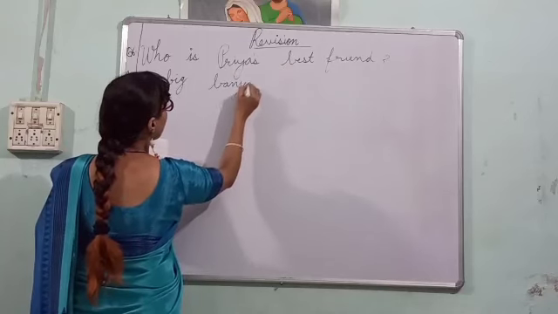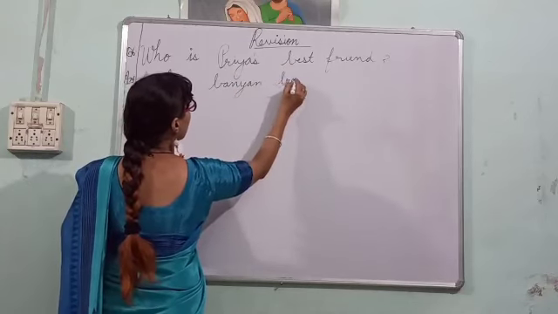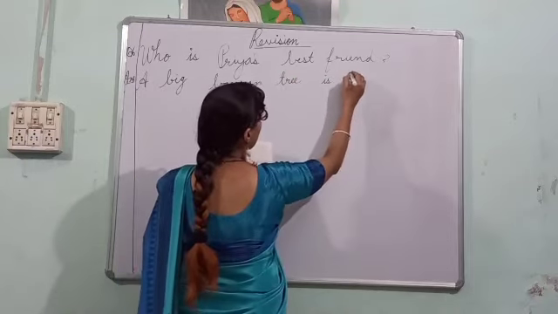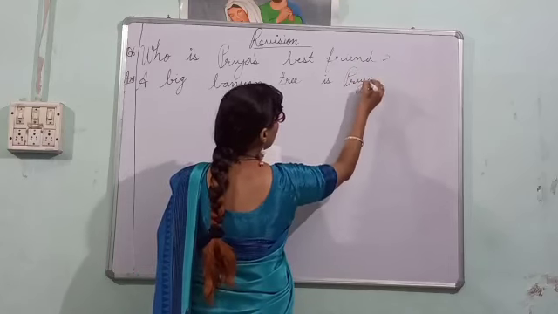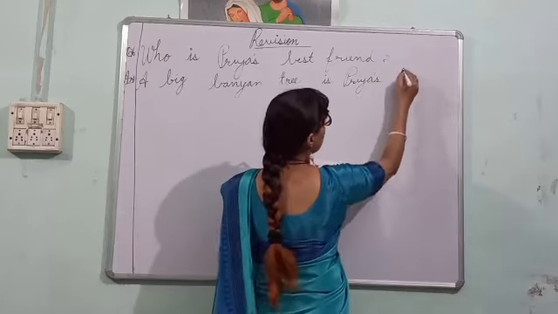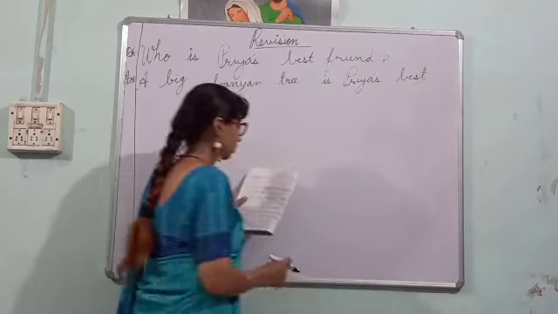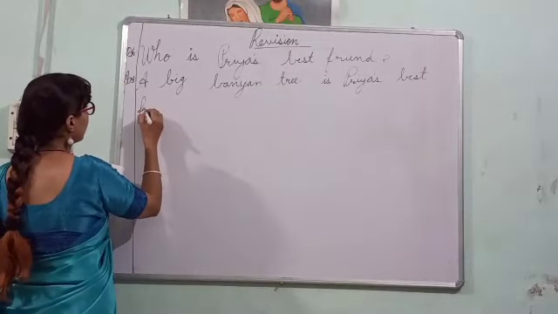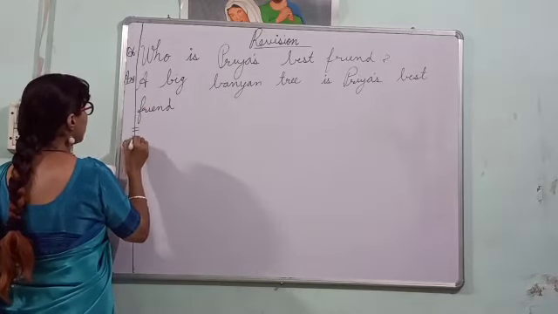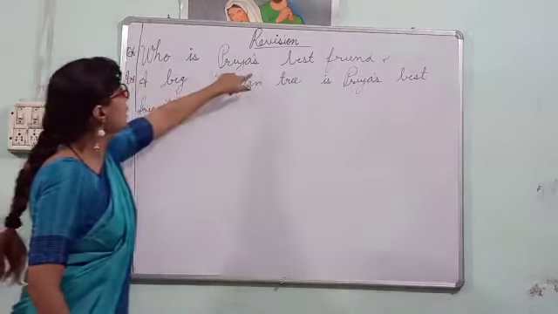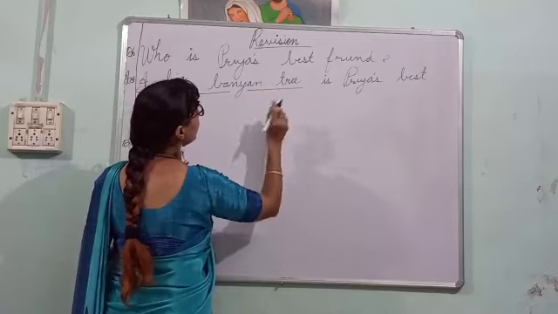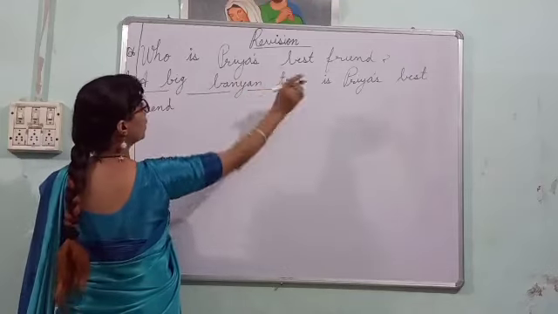A big banyan tree is Priya's best friend. Question number 6 is, who is Priya's best friend? So you just learn a big banyan tree is Priya's best friend from the question.